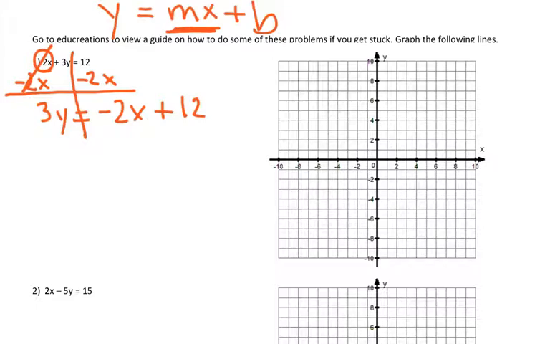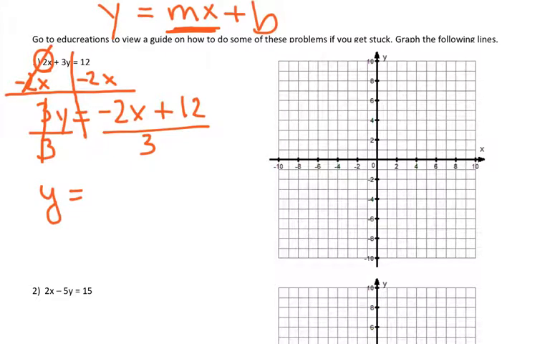Now we're not quite there yet because the y has to be by itself. Right now it has a 3 with it. So the next step is to divide both sides of the equation by 3. That allows us to cancel the 3's here because 3 divided by 3 is 1. So we are left with y equals, which is what we wanted.